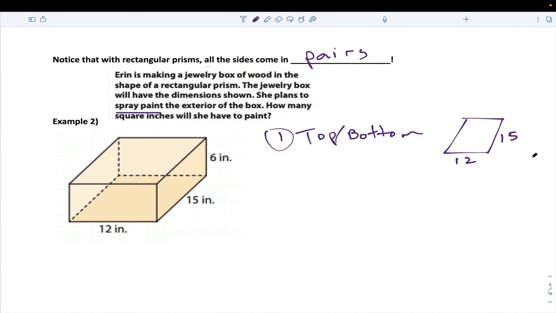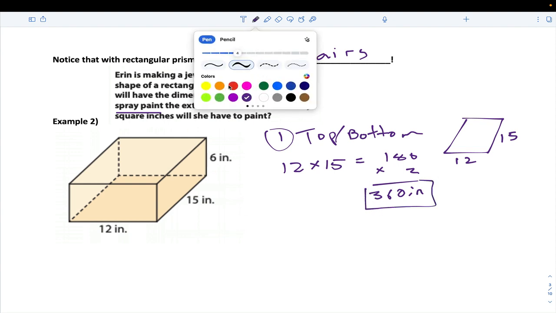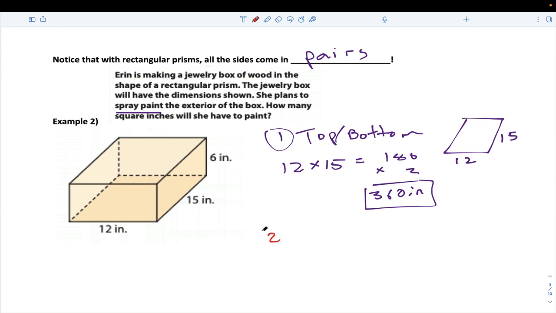Nice. 12 times 15 is your area. Calculate it and tell me the answer, Ty. 180. Good. Since there are 2 of those, Ty, what do you do to 180? Times it by 2. Good. 360 inches squared. Box it and move on with your life. We'll save that for later. You've done the top and the bottom. Check off those, but we need something else.